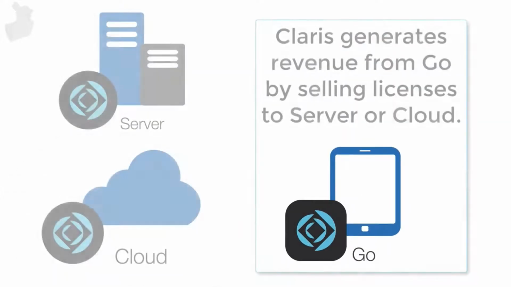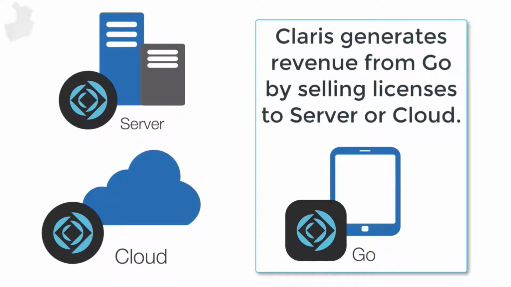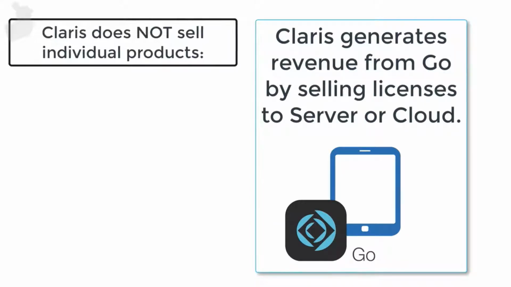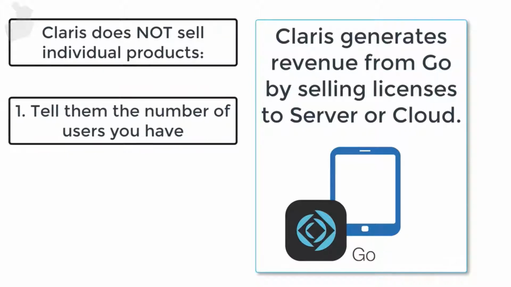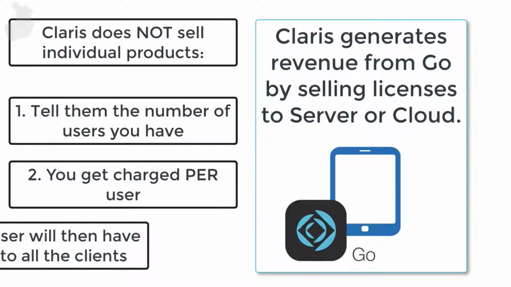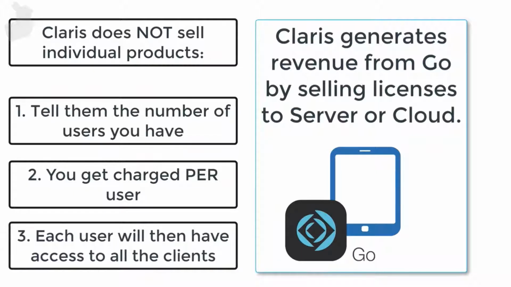In fact, if you think about it, Claris Corporation only makes money on FileMaker Go when the customer buys FileMaker Server for a specific number of users. And now we've alluded to this in other conversations. However, once again, as a reminder, Claris doesn't sell individual products. You simply tell them the number of users on your team, 5 users, 10, 20, 30, 100 people. They're going to charge you a per seat cost for each user over the course of the year. And each of those people has full access to all of FileMaker's products. So once again, Claris only makes money when you buy a license for your team of users.